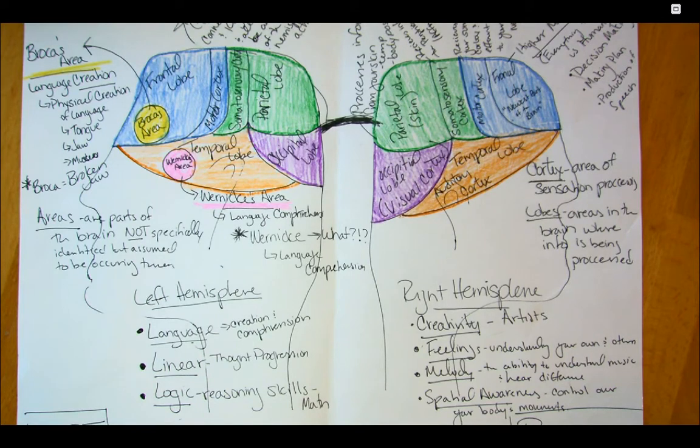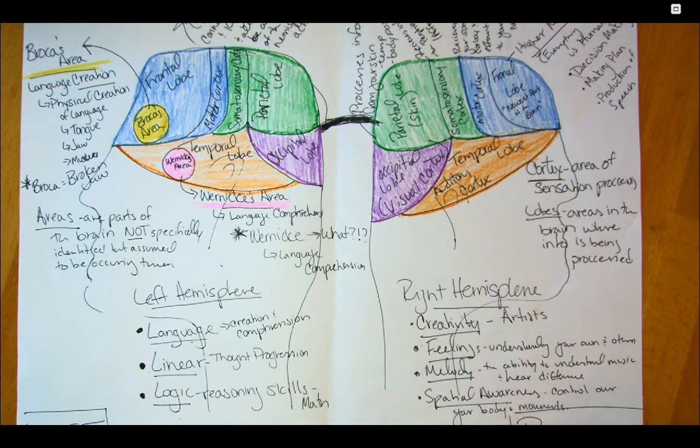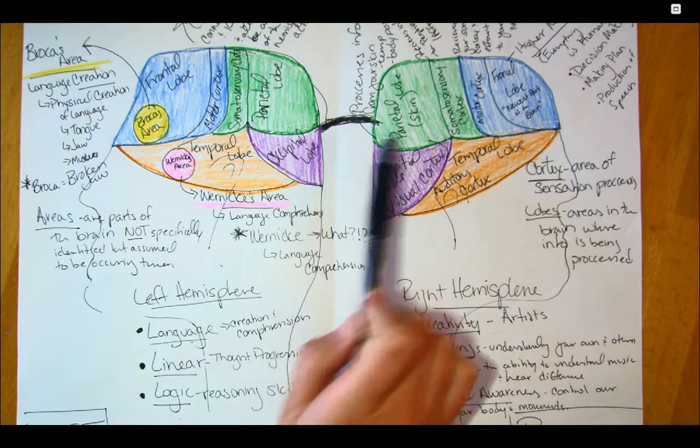So, yes, you need to know that your left hemisphere deals with language and linear logic, and you need to know that your right deals with creativity, feelings, melody, and spatial awareness. But we have the corpus callosum, which connects.